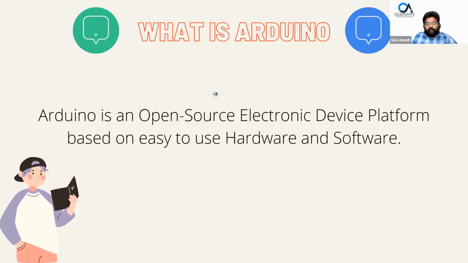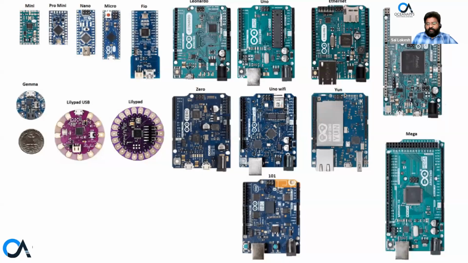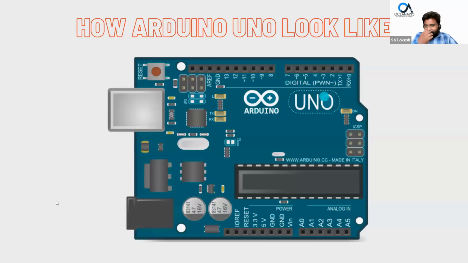Arduino is an open source electronic device platform used to program and control physical components. That's why it's called an embedded device, which is a combination of both hardware and software. We have different types of Arduino boards, starting from Arduino Uno till a micro or a mini. In these major classes, we will focus mostly on Arduino Uno. Once Arduino Uno is done, we will shift to a different controller. So this is the Arduino Uno board. I'll show you in the next image as well.